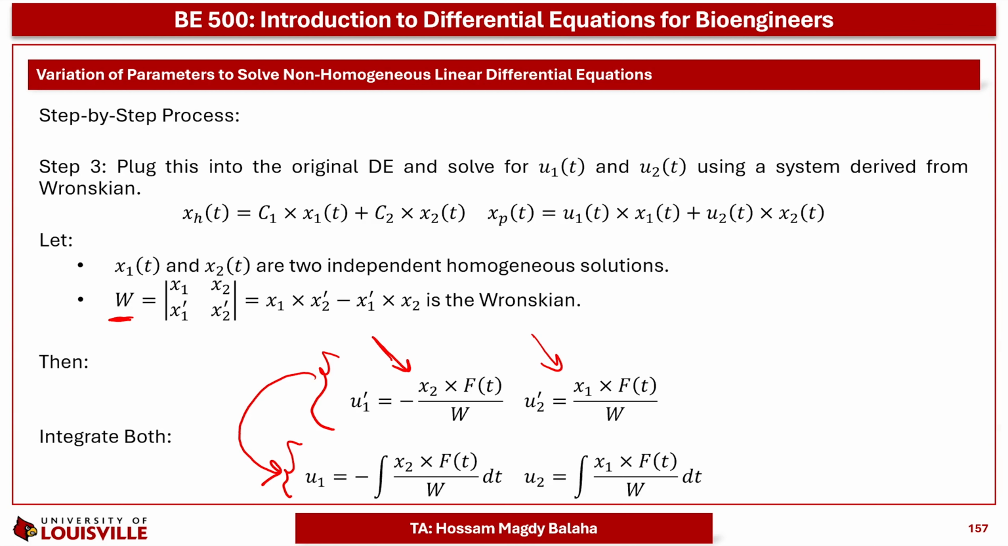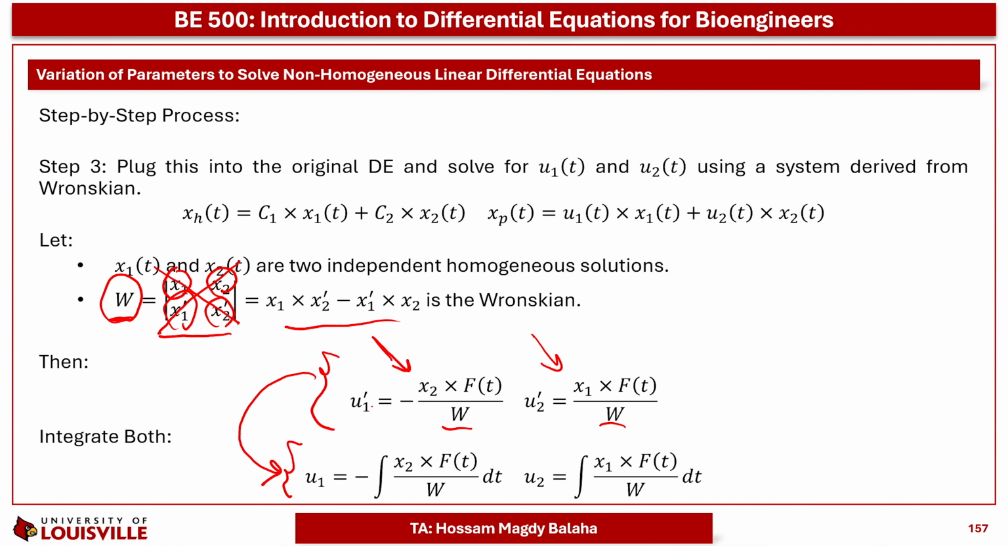Again, w here is the Wronskian value, and this value simply can be retrieved as the determinant of this matrix. So how to fill this matrix? Simply set the first solution and second solution in the first row, and their derivatives in the second row, like here and here. After that, find the determinant, which is x1 multiplied by x2 prime minus x2 multiplied by x1 prime, which is here. We have now the value of w.